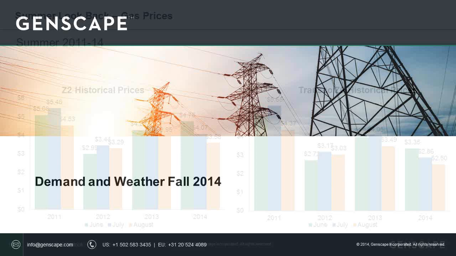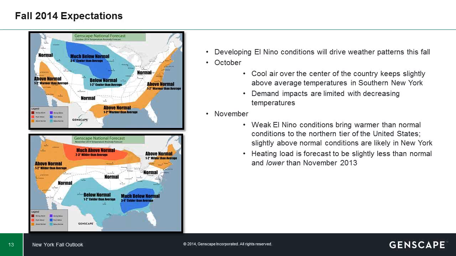Getting into November, again, we're going to have pretty much the entire state above normal, as pretty much the entire northern part of America is expected to see slightly above average temperatures. But once again, this is from a fall perspective. So above average temperatures will translate to very weak demand.